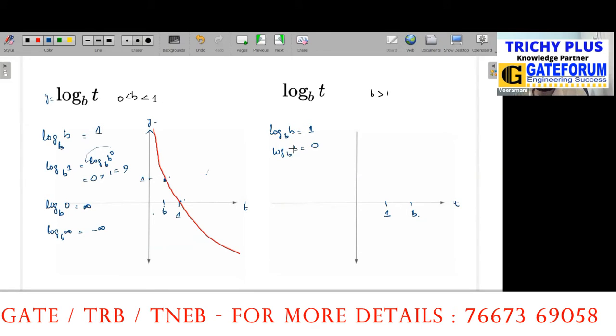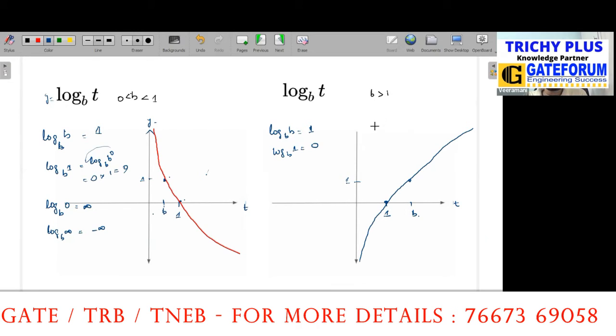Plot it here. When t is 1 and you substitute, you are getting a 0 value. Correct? And when t is equal to b, you are getting a 1 value. So how is it going to be? It is going something like this. It starts something like this, and as t increases, it keeps on going like this. So this is how log base b of t looks when b is greater than 1.